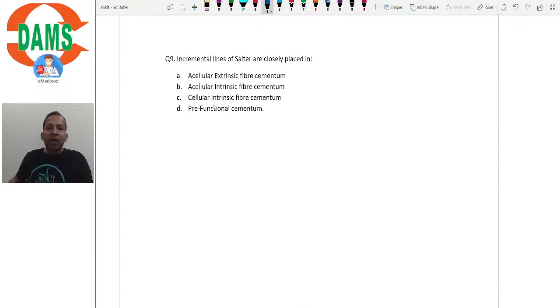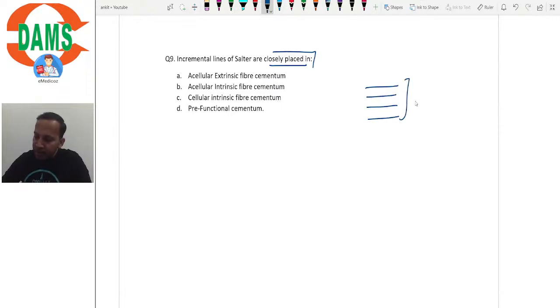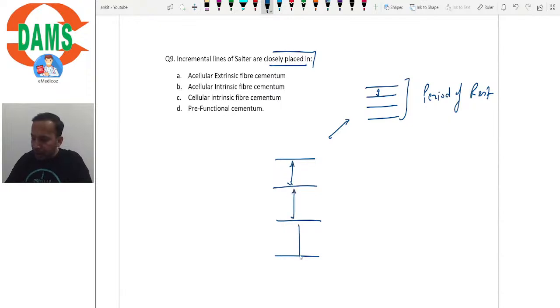Incremental lines of Salter are closely placed in which tissue? See, these are incremental lines, isn't it? What do they represent? They represent a period of rest, isn't it? So if the periods of rest are close together as compared to this other tissue, where the periods of rest are further apart, isn't it? And each gap represents the work done in one day. Each gap represents what? Work done in one day.